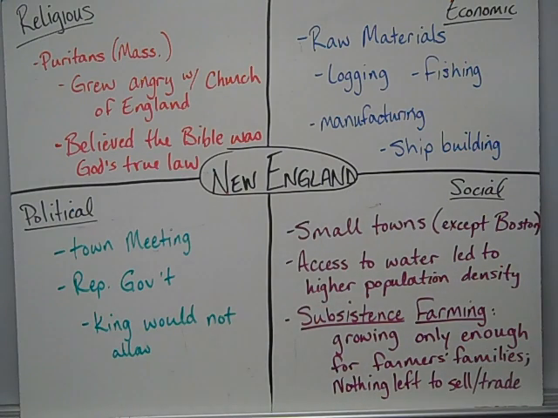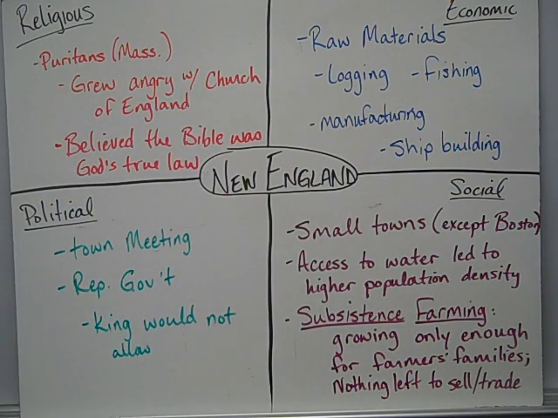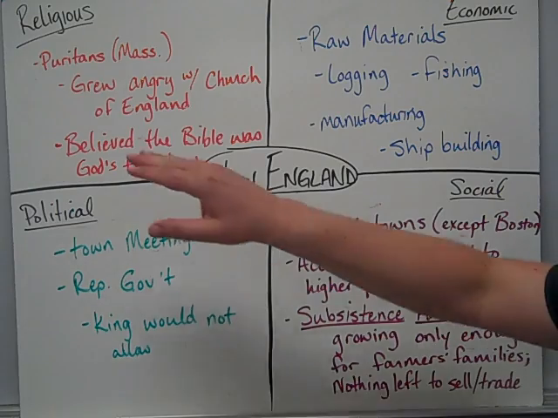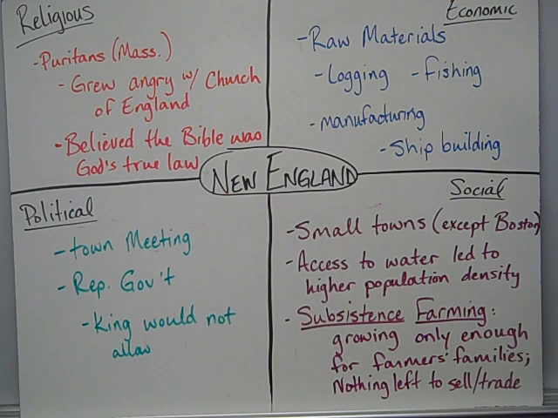And as we discuss the reps of New England, we begin with the religious factors. Religion was a very important aspect to New England life. In fact, all of the activities and daily things that they would do centered around religion. The Puritans was a large group that kind of dominated the religious landscape. And the Puritans were in Massachusetts, and what happened was they grew angry with the Church of England, and that's why they came to the New World. They were looking for religious freedom.